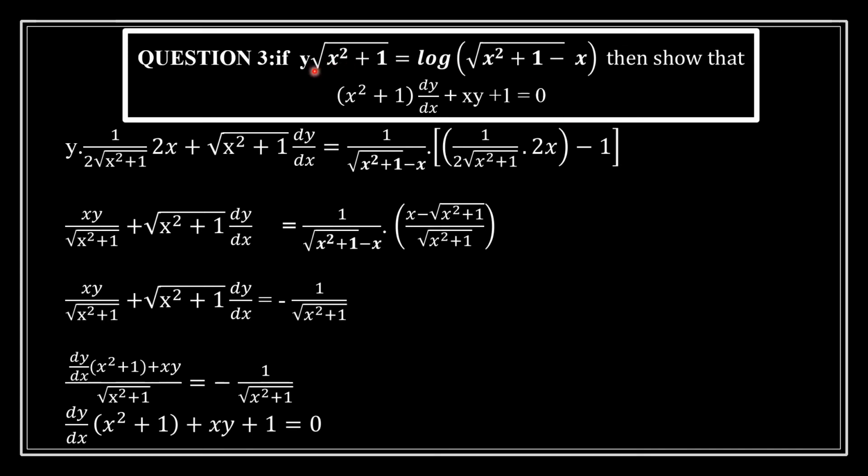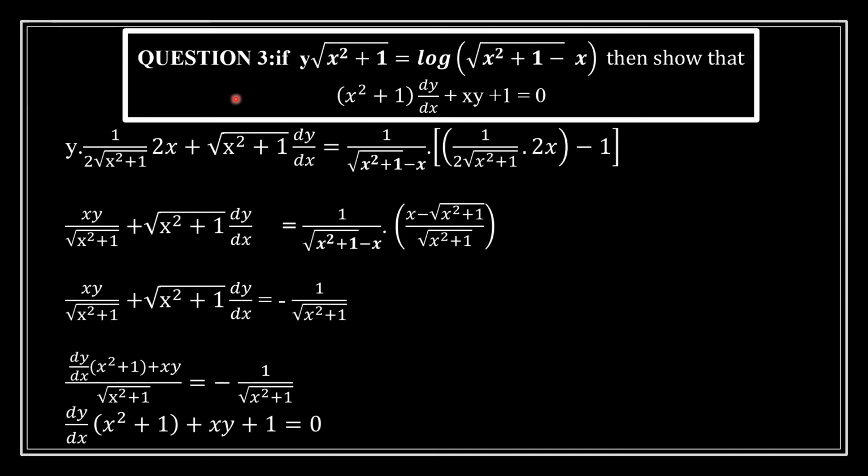Now we begin with what is given to us. This whole equation will be copied here and we will start with the question. y square root of x square plus 1 is equal to log of square root of x square plus 1 minus x. Differentiating both sides with respect to x. First we will differentiate this portion. We will apply the UV formula: y as it is, and the derivative of this section.